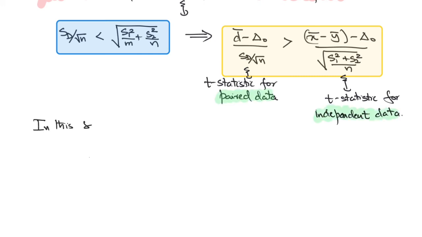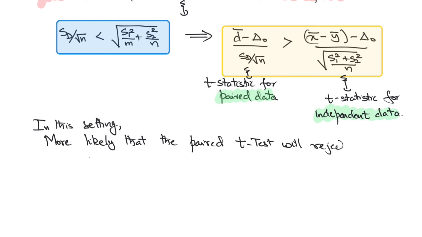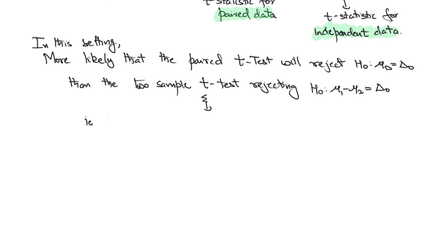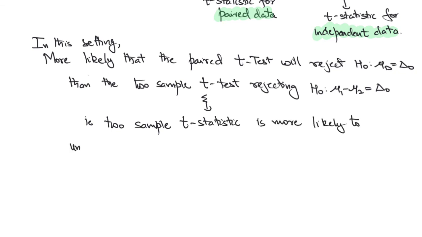To summarize, in this setting, we are more likely to have the paired t-test reject the null hypothesis H0 stating that mu d equals delta 0 than to have the two sample t-test reject the null hypothesis that the difference of the means equals delta naught. Another way to say this is that the two sample t-test is more likely to undermine the significance of the data than the paired t-test.